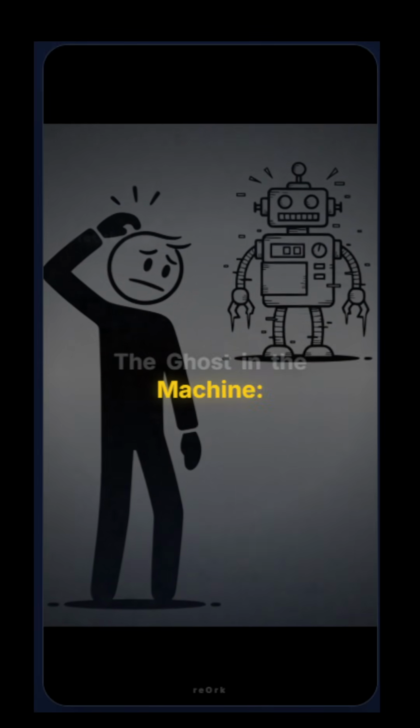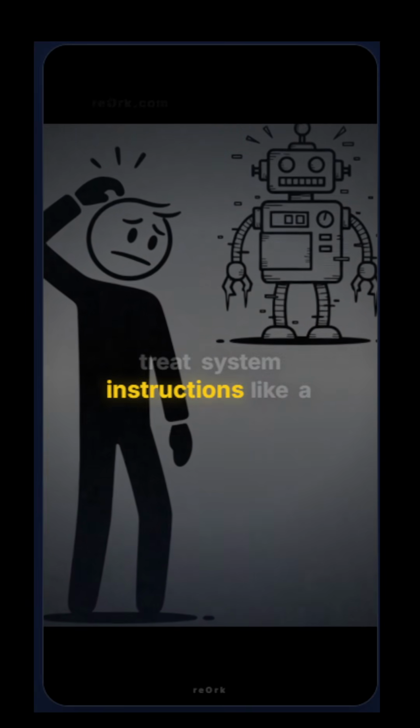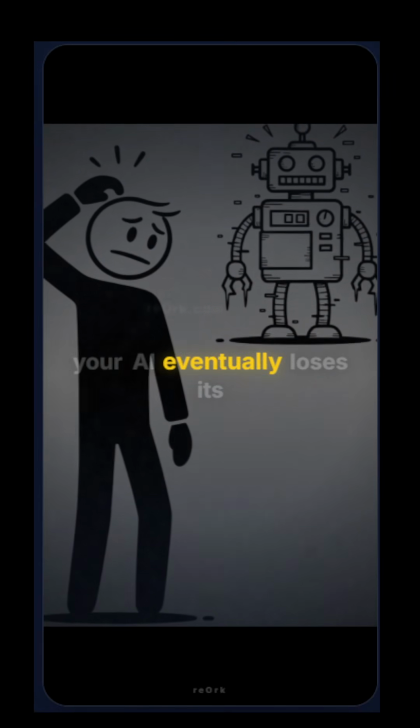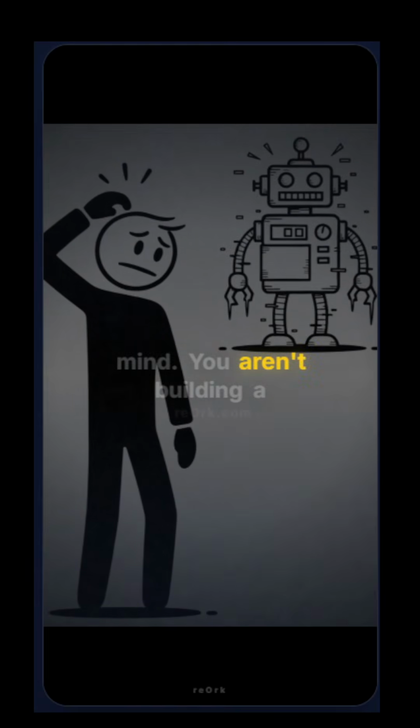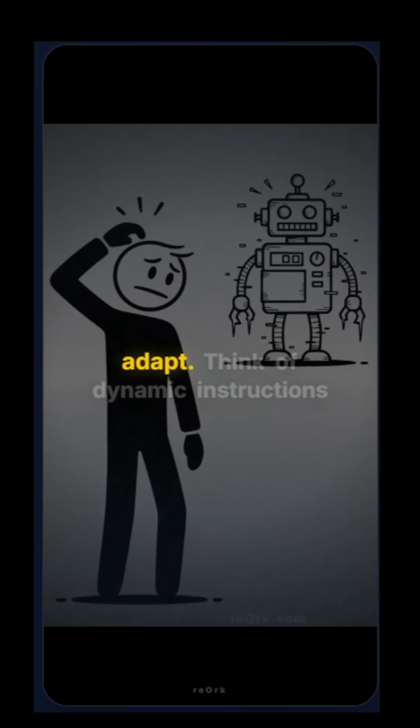The ghost in the machine, master dynamic prompting. Most people treat system instructions like a set it and forget it manual, but that's why your AI eventually loses its mind. You aren't building a static document. You're building a living brain that needs to adapt.